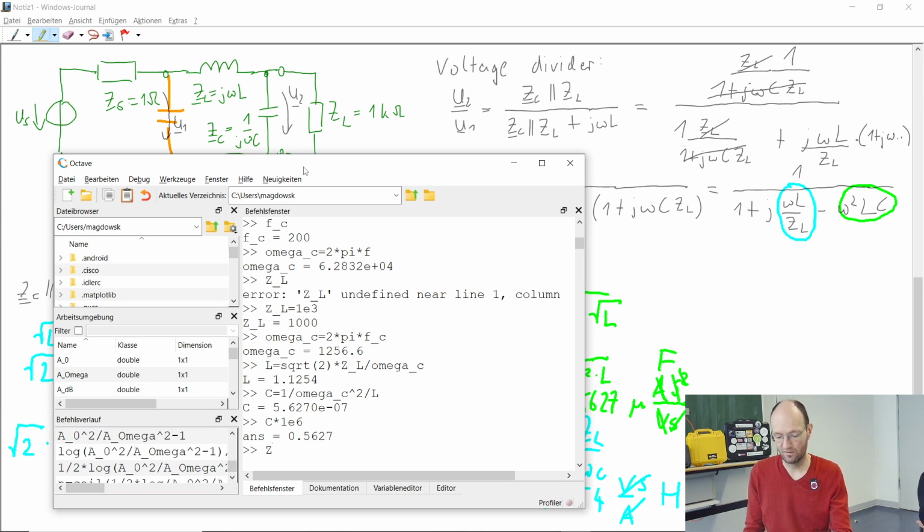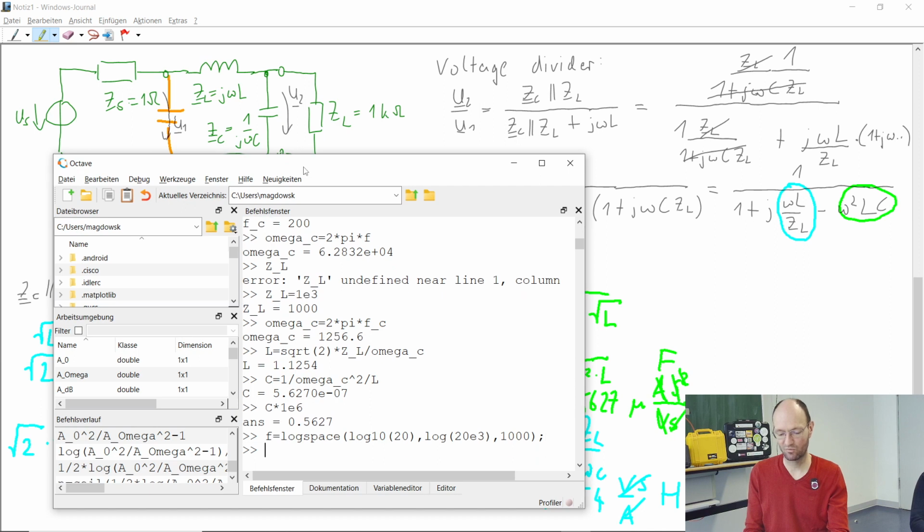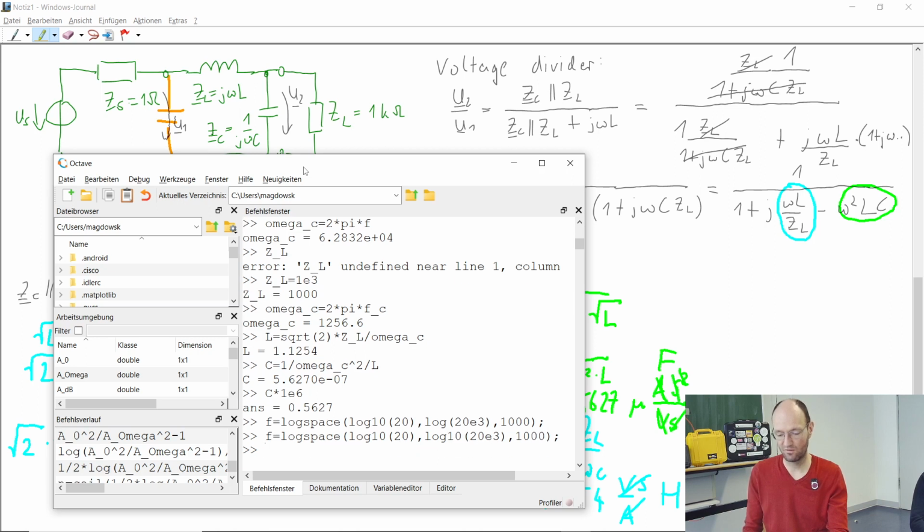So we have Z. Yeah, and so for this, we need to have, of course, a frequency range to plot it. So let's use a logarithmically spaced frequency range, and let's start with something that is smaller than our corner frequency. So maybe 20 Hertz, and maybe go up to 20 kilohertz. So 20 E3. And maybe use 1,000 points. This should be sufficient. So there's our frequency space. And as usual, I forgot the second log 10 here.